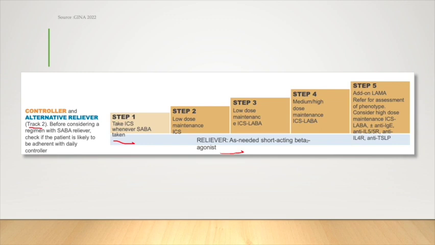Remember, this is not the preferred strategy. Step 2, low dose maintenance ICS. Step 3, low dose maintenance ICS with LABA. Step 4, medium to high dose maintenance ICS and LABA. And step 5 is the same.